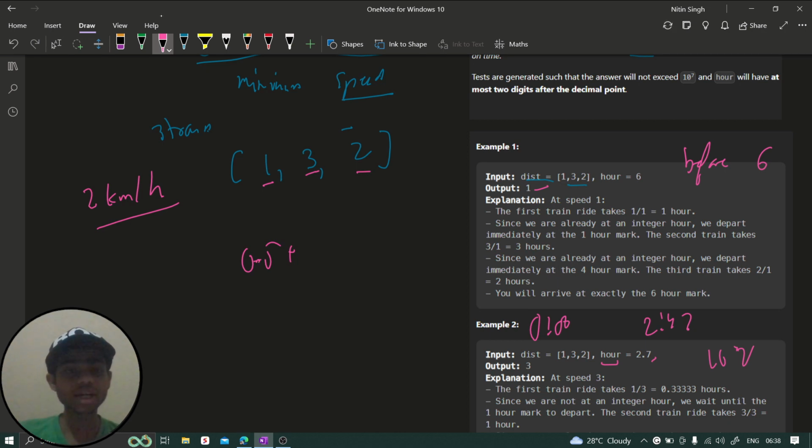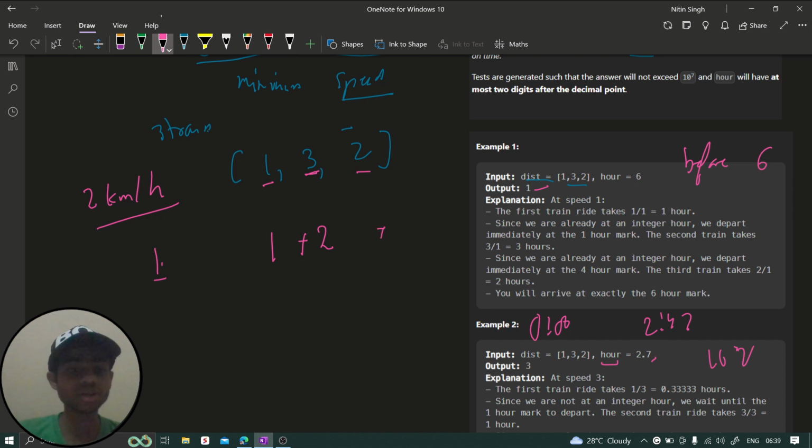But you know, guys, it's taking 0.5 hour, but the next train can only start at the fixed o'clock, right? So the second train cannot start at 0.5 hour only. We have to wait for 1 hour, so it's going to take totally 1 hour. The second train is going to take what? It's going to take 2 hours, right? Why? Because 2 kilometer per hour, and we want to reach at distance 3, so it's definitely going to take more than 1 hour, and we can't take. We have to wait for that particular one.